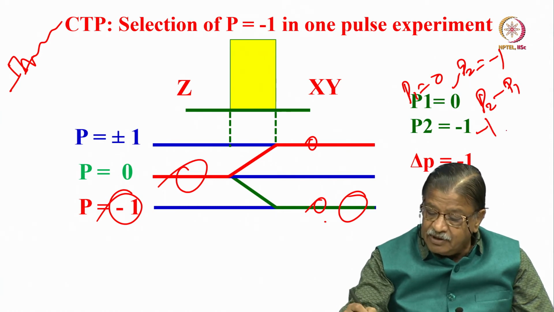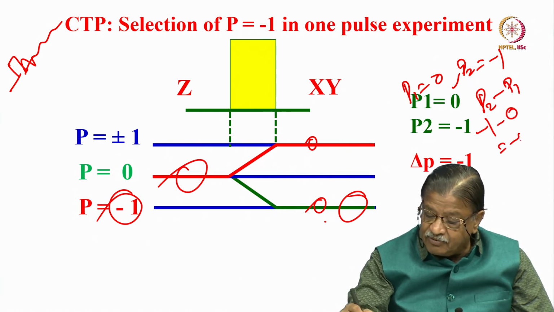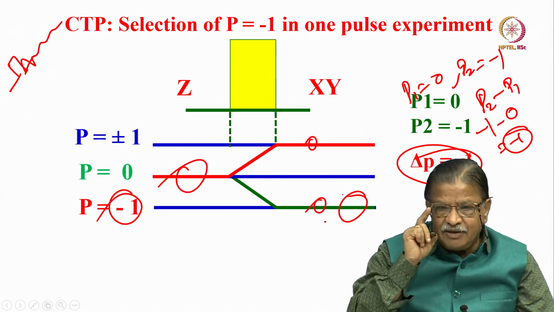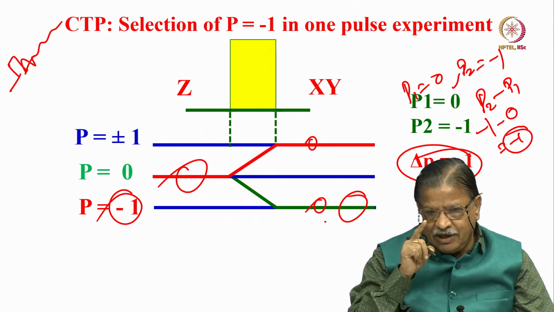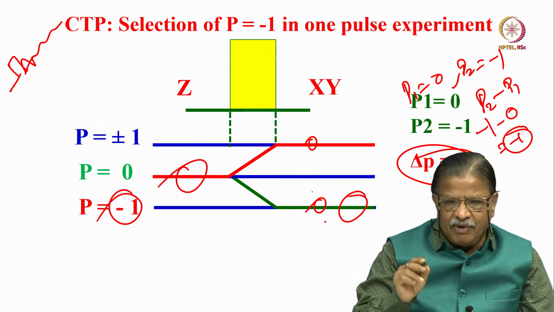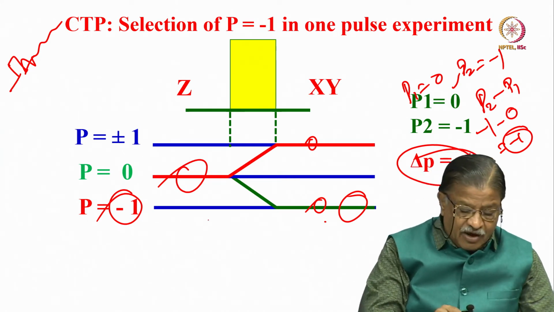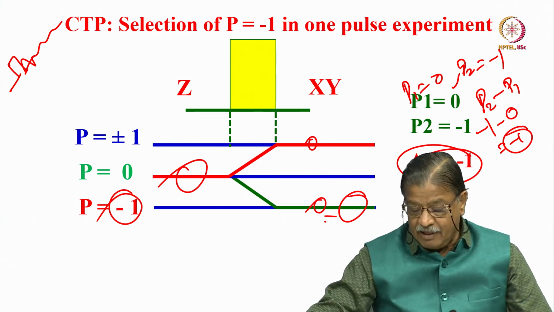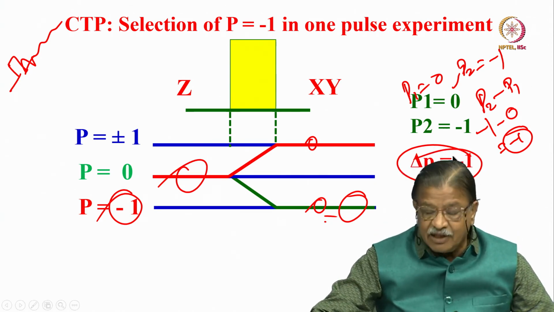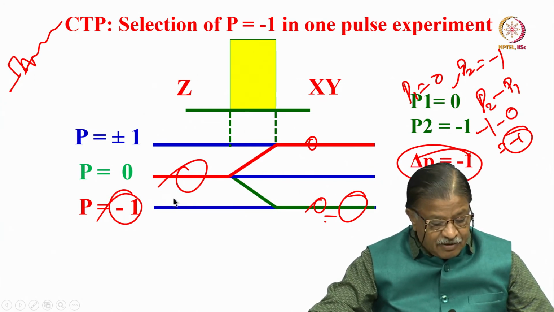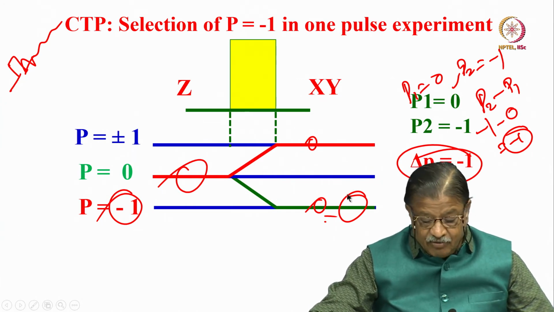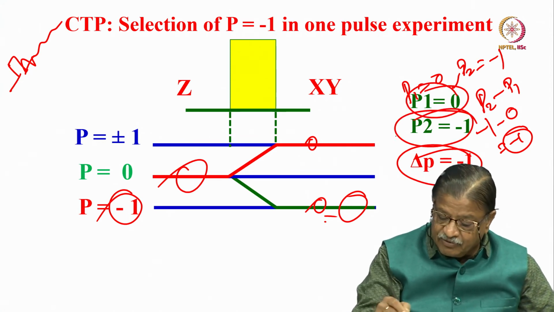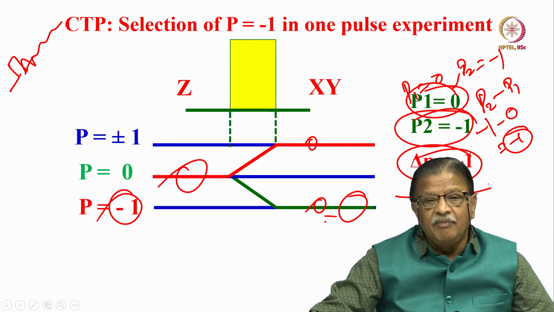P2 is -1 minus 0, it is -1. So delta p is -1. Delta p is always the final phase minus the initial phase. That is what you should find, the final path minus the initial path, that you have to remember. So delta p in this case is -1. We started with 0, we wanted to get -1. So P1 is equal to 0, P2 is equal to -1, delta p is equal to -1.